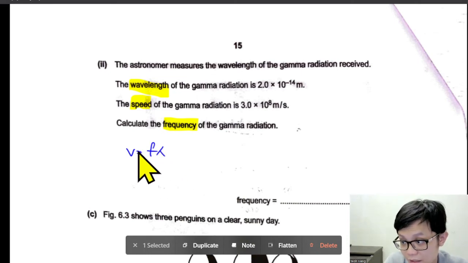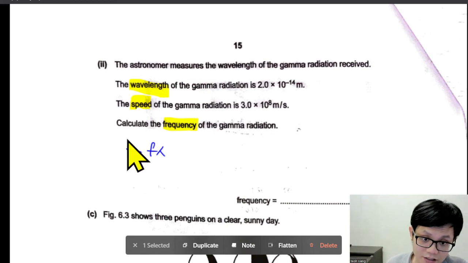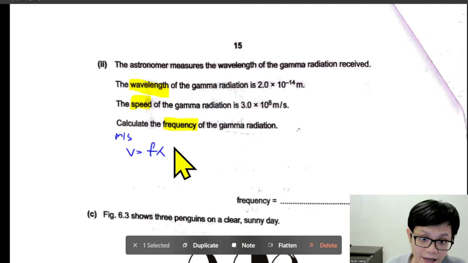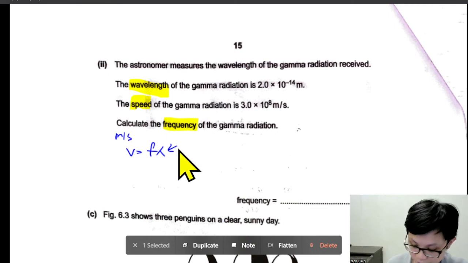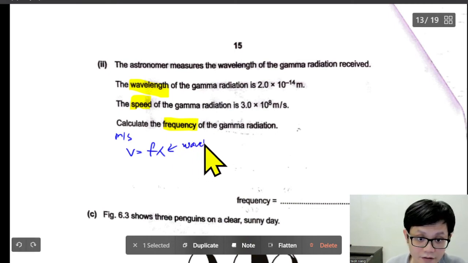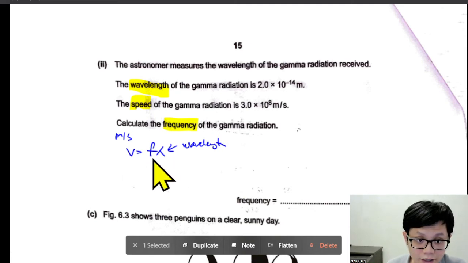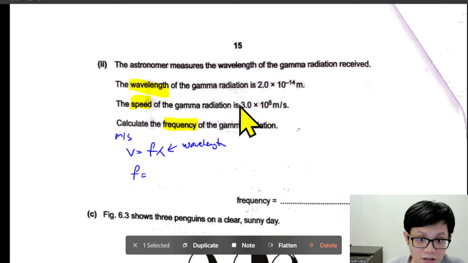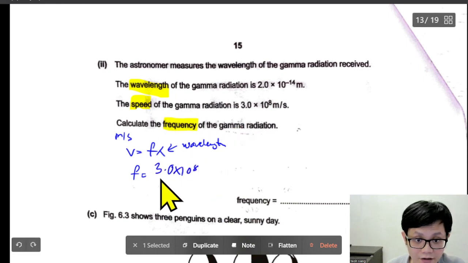V is the speed, correct or not? V is the velocity, usually in m/s. F is the frequency, and this lambda is the wavelength. So write the formula, you will get 1 mark, and then we try to do. F equals V divided by lambda. What is the V? V is 3.0 times 10⁸ divided by 2 times 10⁻¹⁴, and press your calculator.